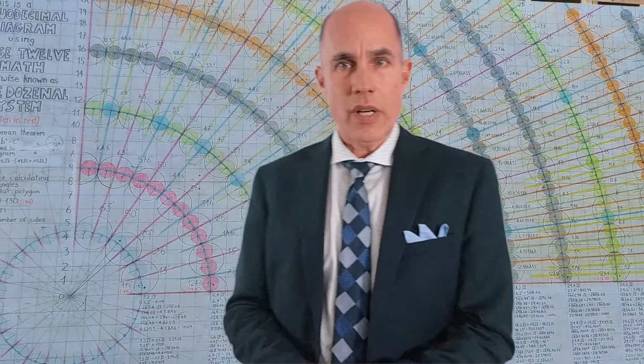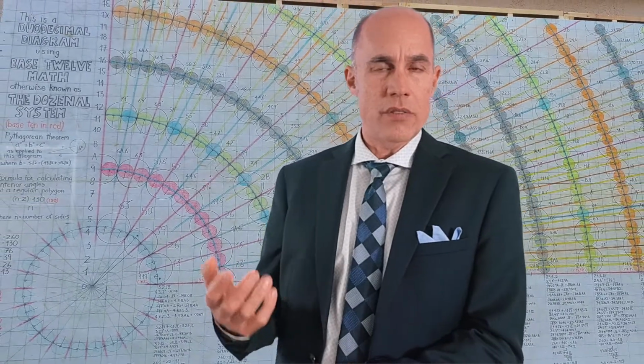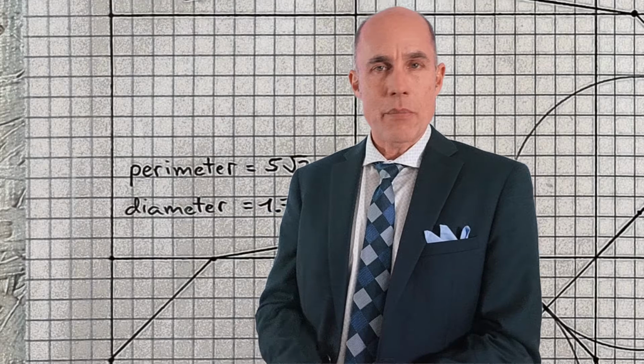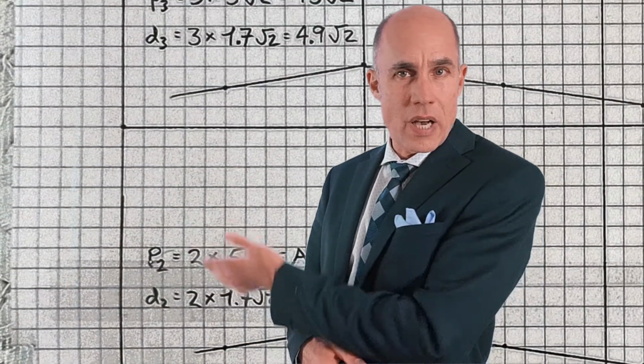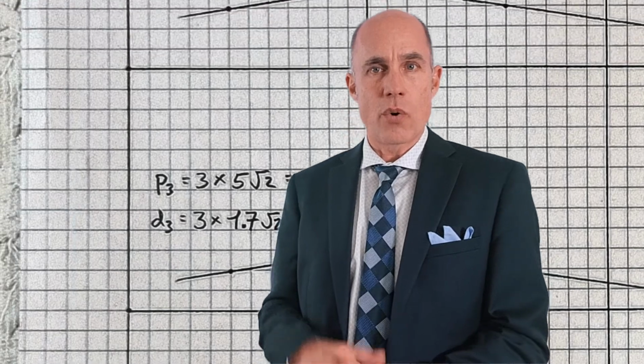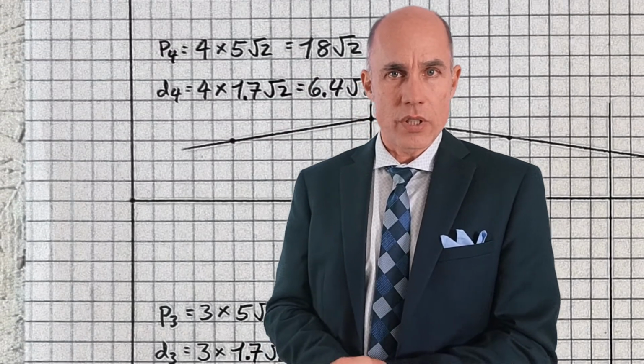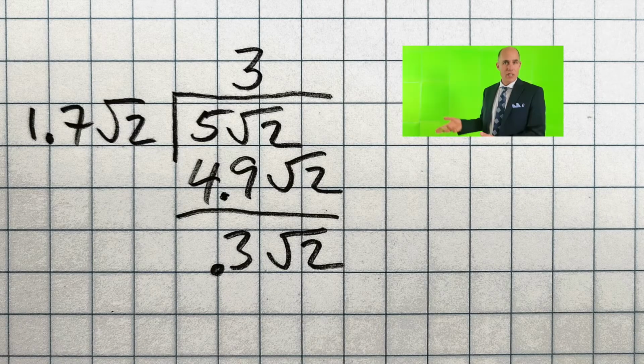So what I want to do right now is just go over the equation of dividing the diameter into the perimeter of each ring as we progress from the inner to the outer. And I want to look at the remainder when we do that equation. So we're going to start with 1.7 into 5, again, units of square root of 2. So 3 times 1.7 is 4.9 root 2. So we have a remainder of 0.3 root 2.